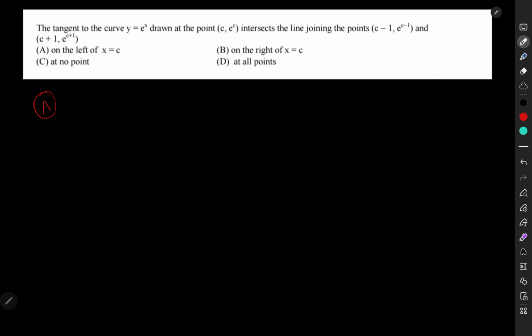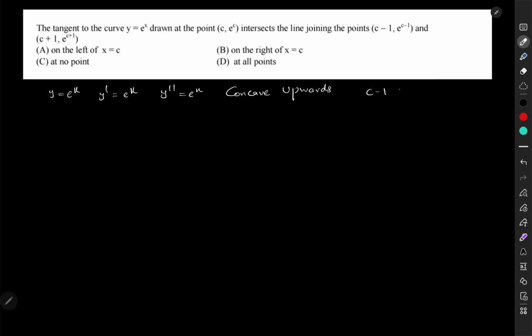Okay, next question. The tangent to the curve y equal to e power x drawn at the point c, e power c intersects the line joining c minus 1, e raised to c minus 1 and c plus 1, e raised to c plus 1. And options are given. Here, if you take y equal to e power x, what is its derivative? E power x. What is its second derivative? E power x. So the second derivative is positive, so the graph is concave upwards.